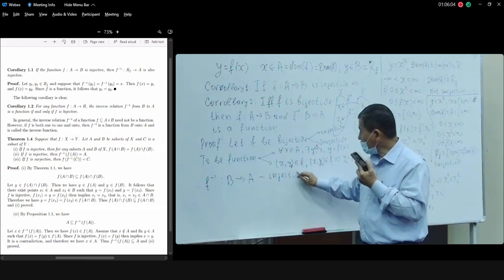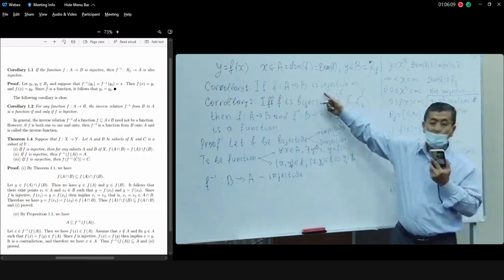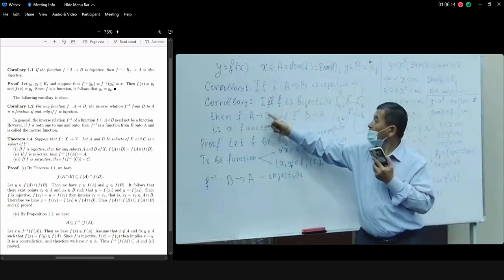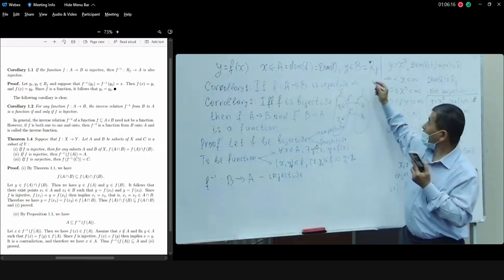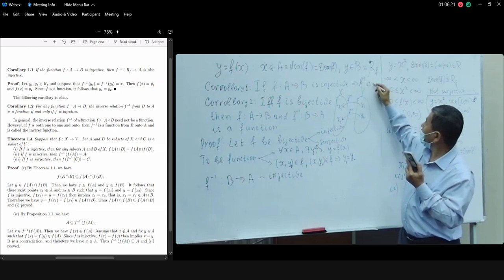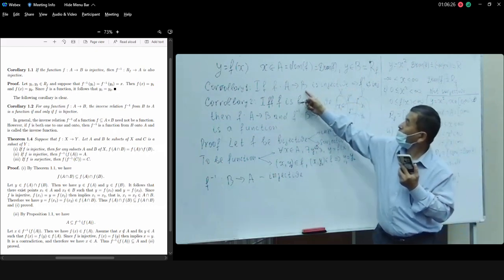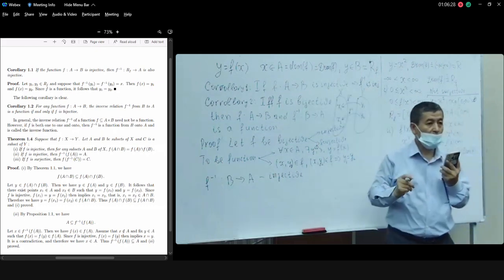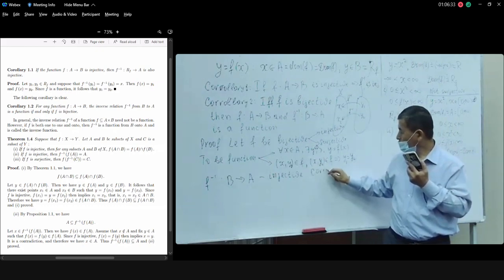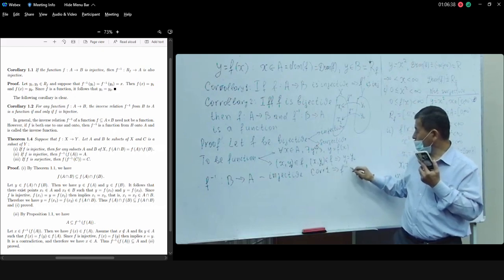Okay, I think I can just confirm this because of the previous corollary. Corollary 1: if f is injective, then f minus 1 is injective. So from corollary 1, we can say f minus 1 is injective.